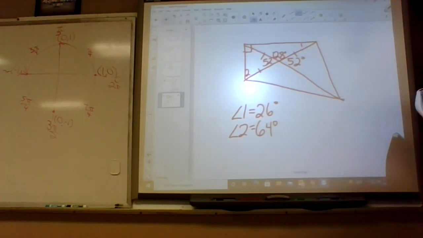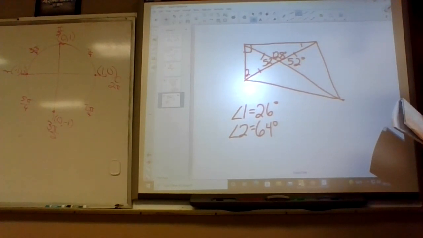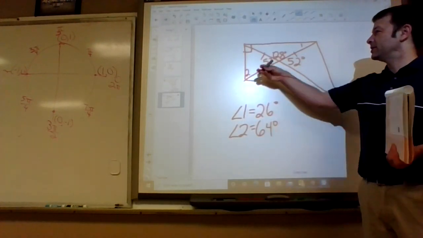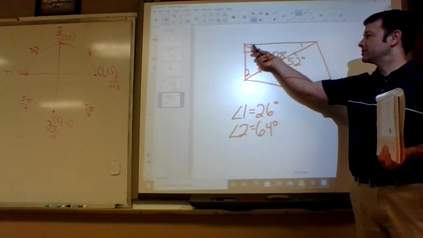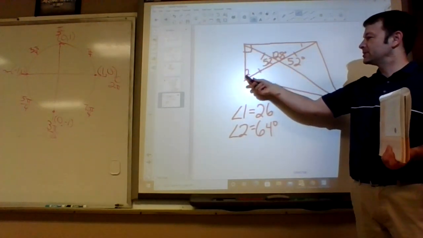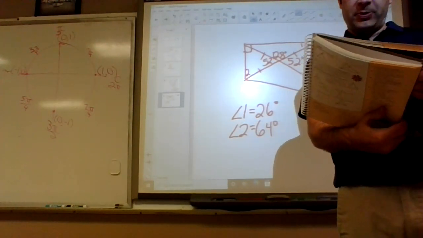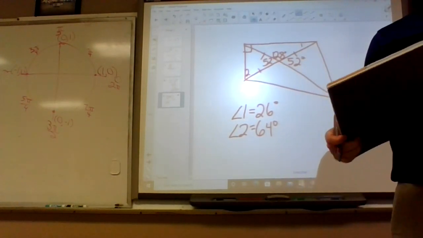Well, I guess they give you the right angle, so you can probably add it to that. Oh, yeah, maybe that's what they're thinking. We could have done 90 minus this to get that angle, which is the same as that angle. Yeah, that makes sense.